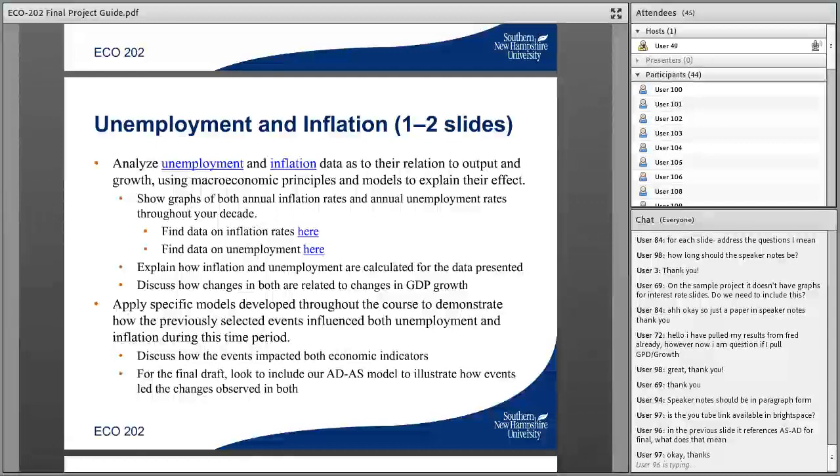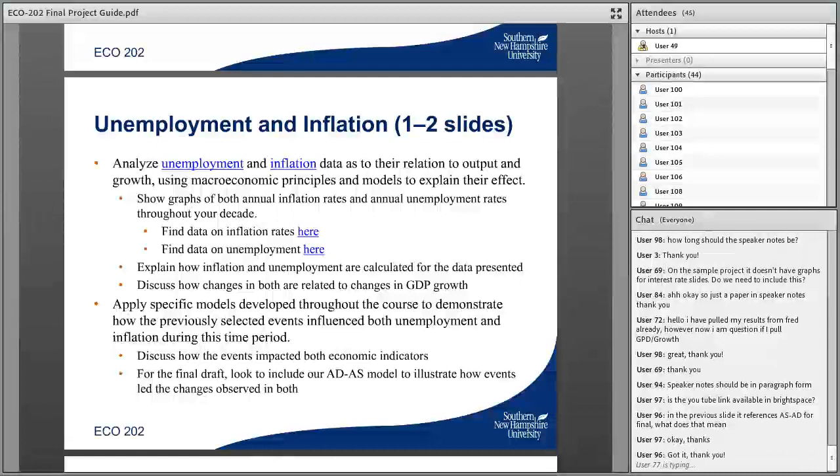So aggregate demand would be the demand of the whole country's economy, and aggregate supply would be the supply of the whole country's economy. And the point where they intersect is the level of GDP and price levels in a country. So once you get to the end of the course, you will be able to implement that model to be exemplary, or just to better develop your content in the unemployment and inflation slides.